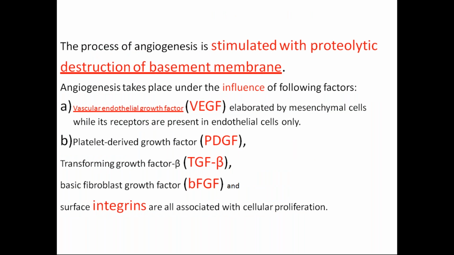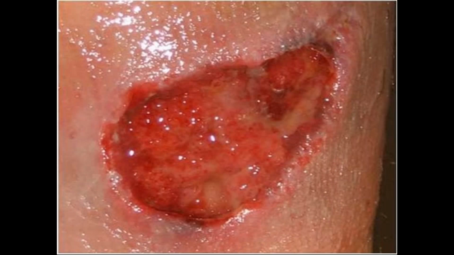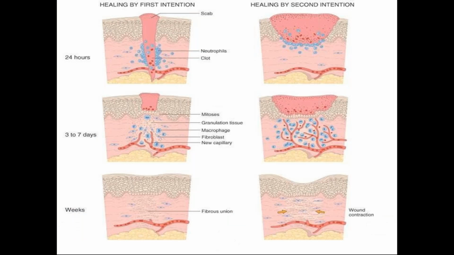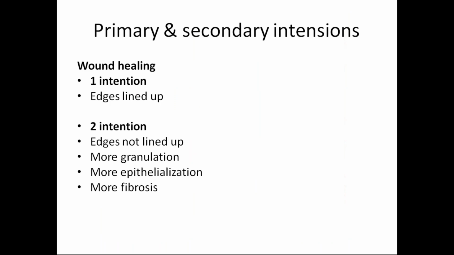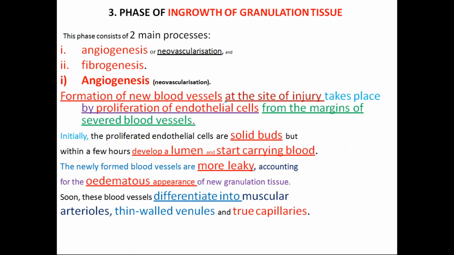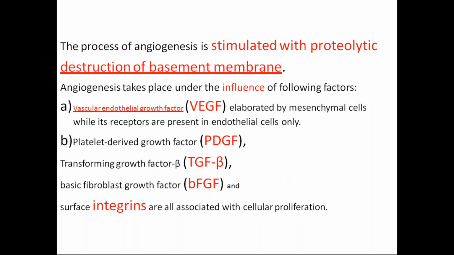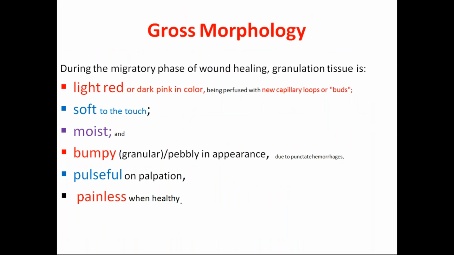What is granulation tissue? It is the accumulation of newly formed blood vessels, that is neovascularization, with many acute inflammatory cells: neutrophils, lymphocytes, plasma cells, and macrophages. Okay, this is about granulation tissue.